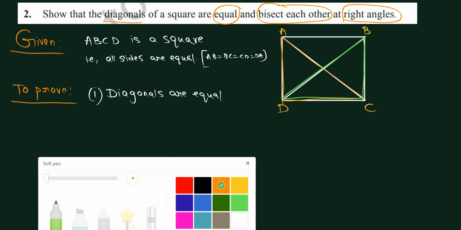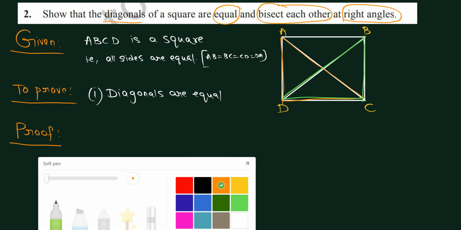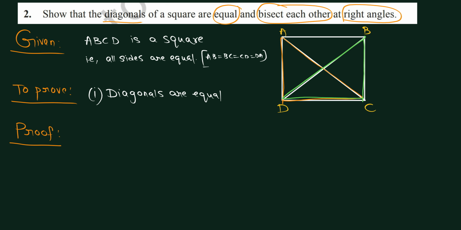First one. Okay, so what triangles do we need to select? Triangle ACD we can take, or triangle ADC also you can say, no problem. Anyway you can take. So in triangle ADC and in triangle BCD. Then how do you prove these two triangles are congruent triangles?